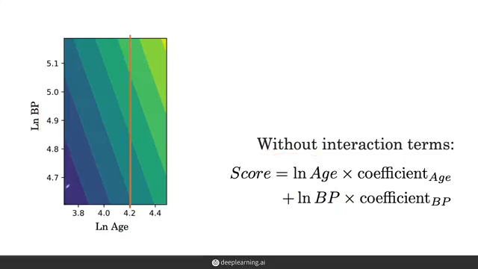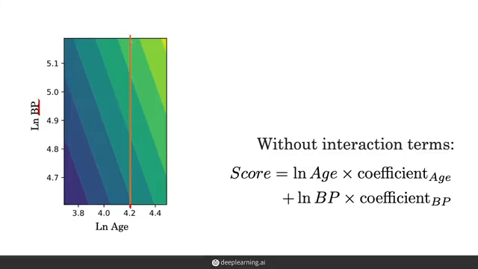Without interaction terms, if we were asked about the relationship between blood pressure and score, we would say that as blood pressure or the log of the blood pressure increases, the risk increases. We can see this by simply fixing an age. So we have the yellow line fixing an age and looking at how the risk is changing as the log blood pressure is increasing. We can see moving from bluish green to light green, so the risk is increasing.